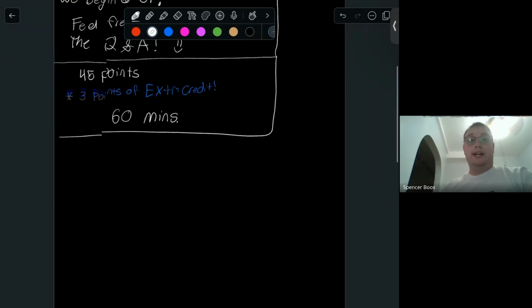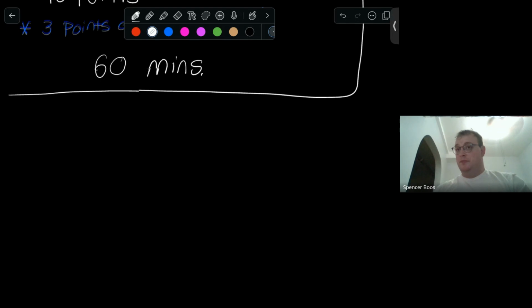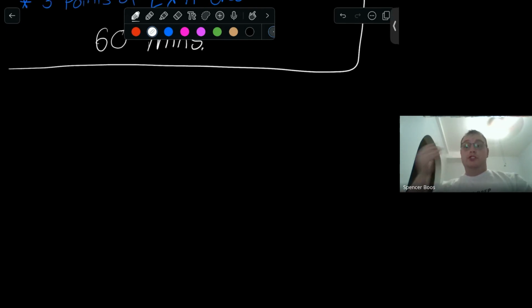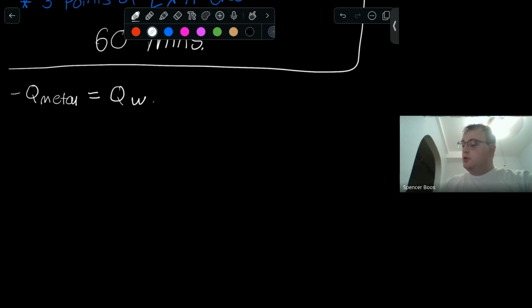So with that in mind, let's get started. The first question is going over calorimetry questions, specifically that the negative Q of the metal is equal to the positive Q of water. Any heat that's lost by a metal when it's placed into water will be gained by that water, or gained by the surroundings. In other words, negative Q metal is equal to positive Q water.